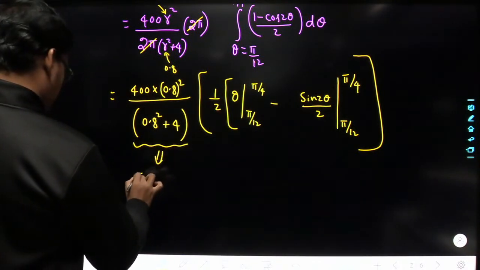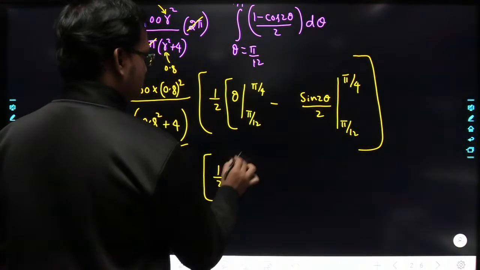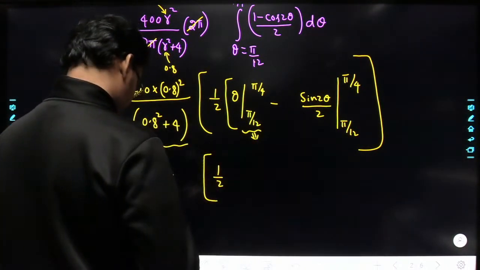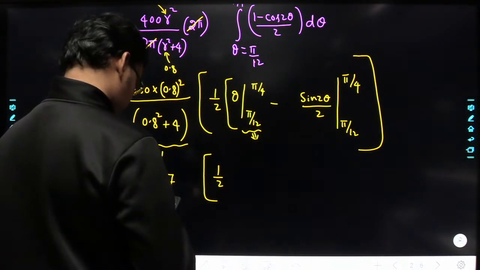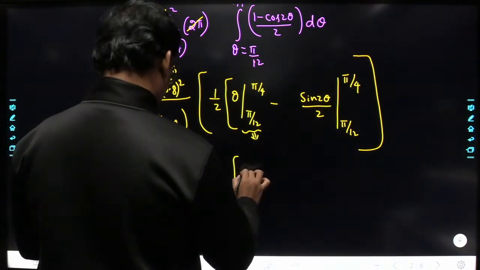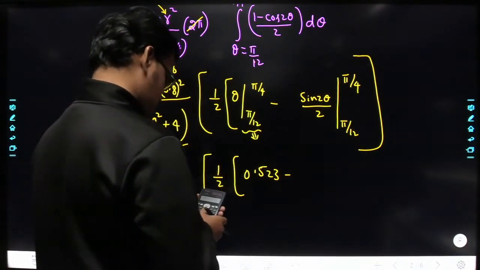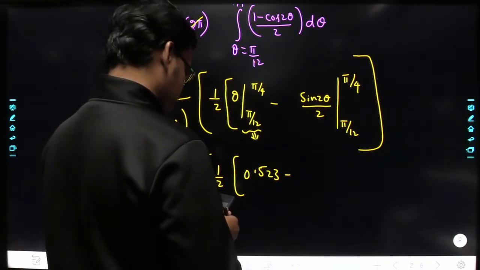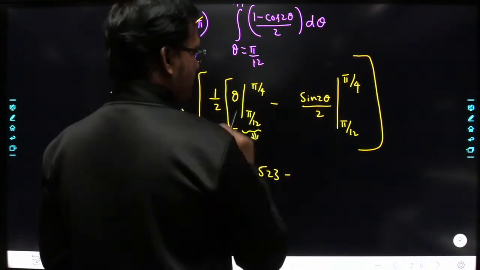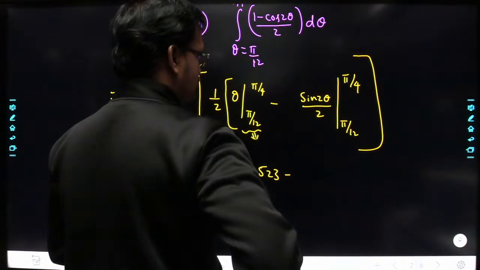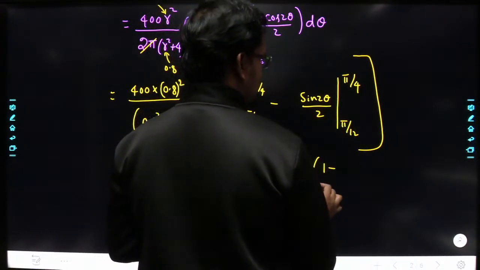So this value you will get 55.17. Here you are getting 1 by 2. Here this value will be 0.523 minus 2 into pi by 4, that is sin pi by 2 you will get. So 1 minus sin pi by 6, right? Okay. So here you will get 1 minus sin pi by 6.